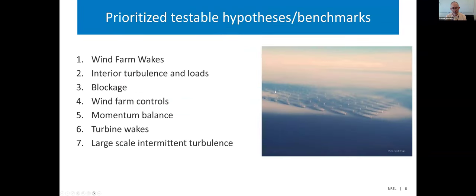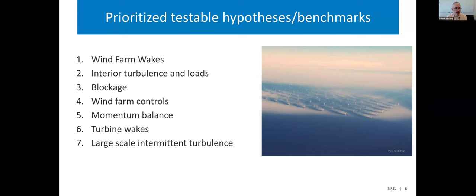Okay, so I explained the wind farm atmosphere interactions that we're interested in. One of the first steps of this group, shown in the last slide, was to prioritize the most important physical phenomena that we're interested in. Here's that same list of things I showed on the previous slide, but prioritized. As we move through the AWAKEN projects, we are really focused on going down this priority list.